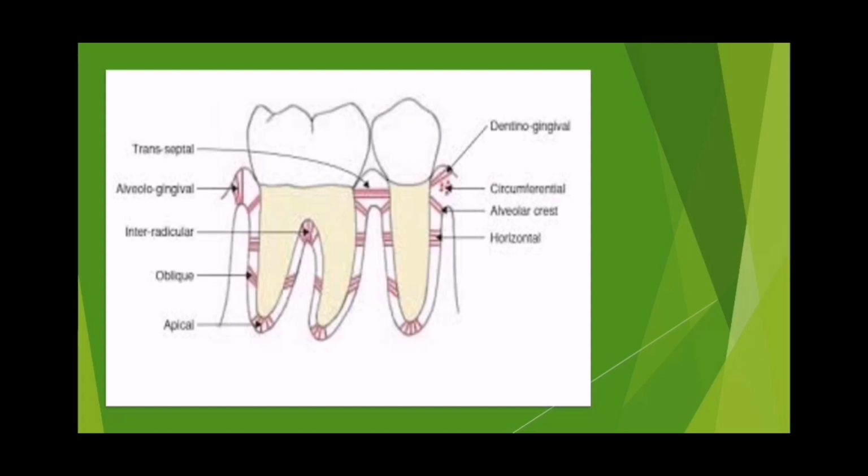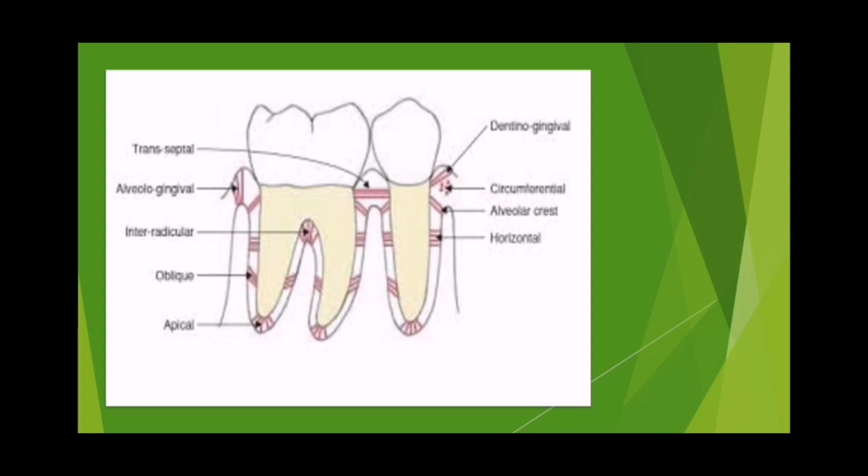Alveolar crest attachment is from the cementoenamel junction to the crest of the alveolar bone. Oblique fibers are from the cementum to the alveolar bone. Apical fibers are from the apex of the tooth to the underlying bone. Oblique fibers run obliquely from the cementum of the root to the alveolar bone.